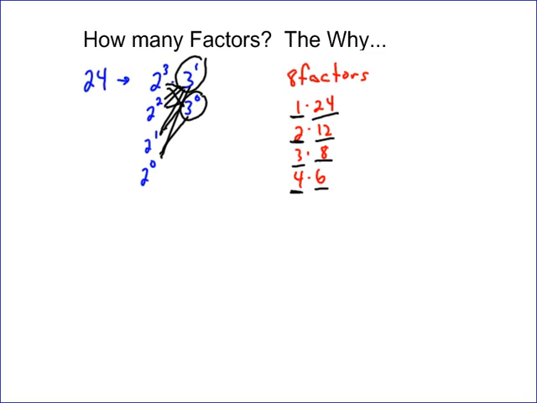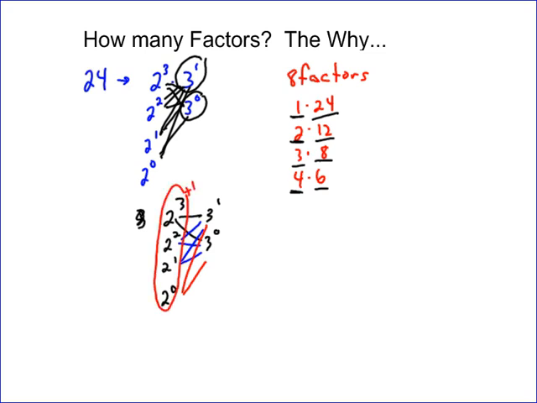So what you end up doing is, you've got 2 to the third, 2 to the second, 2 to the first, 2 to the 0, and you're pairing that up with 3 to the first and 3 to the 0. Every one of those pairs has to be a factor of 24, and they represent all the possible factors. So 2 to the third can match up with 3 to the first or 3 to the 0. 2 to the second can match up with 3 to the first or 3 to the 0. 2 to the first can match up with 3 to the first or 3 to the 0. And 2 to the 0 can match up with 3 to the first or 3 to the 0. So each one of these 4, notice it's 1 plus the exponent, matches up to each one of these 2. So 4 times 2 is 8.